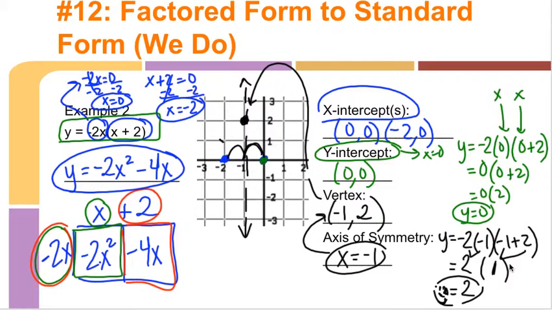So now I've got this point, this point, and this point. And I can see that my parabola is going to be facing downwards like this. Okay, this would be a good time to pause to try example 3 on your own, or you can follow along with the video.